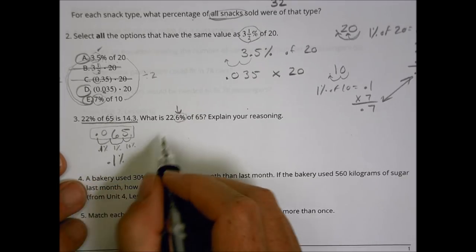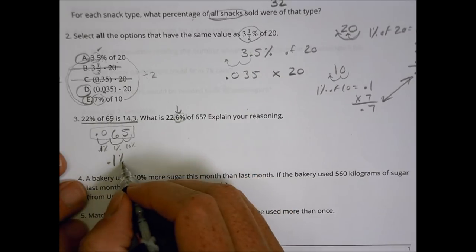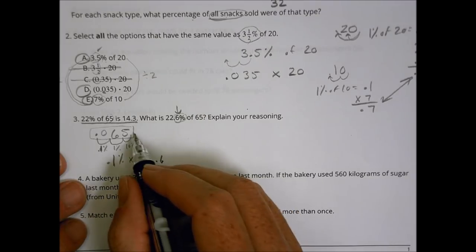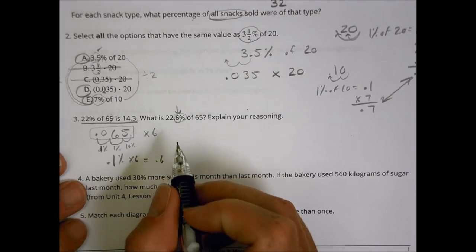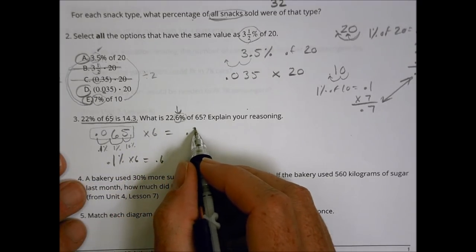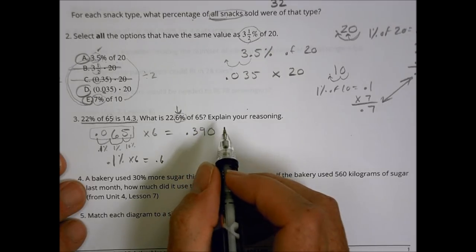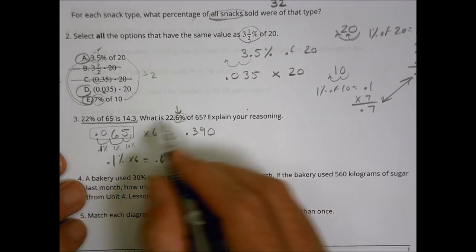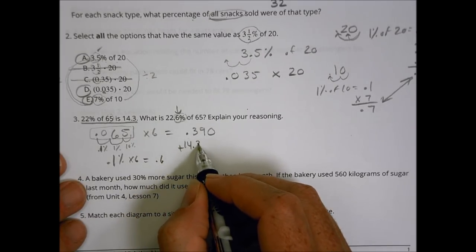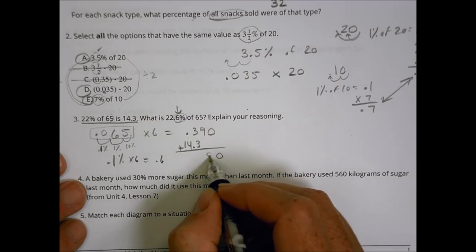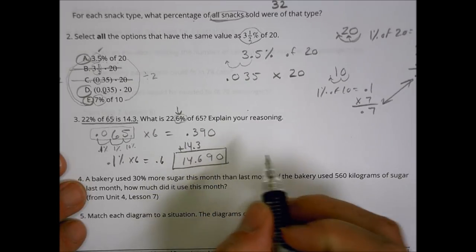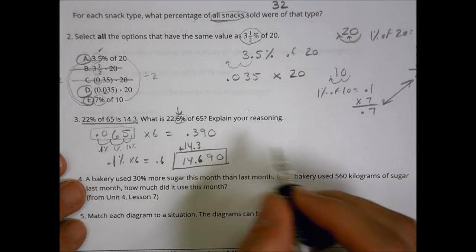I want to get six of those together because that's 0.6. So if I take this number and multiply it by six, 0.065 times six is equal to 0.390. Now that's the 0.6 part. I need to add that back though to the 14.3. So when I add that up, I have 0.96 and the 14 is there. So 14.690 is what I have in this situation there.